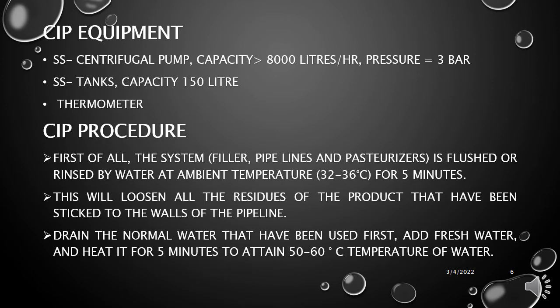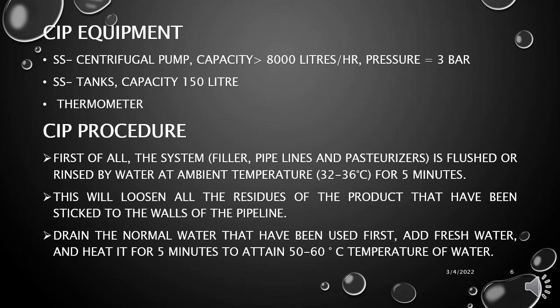So now we'll see the CIP equipment. In order to continue the CIP process, we need different equipment, like a stainless steel centrifugal pump having capacity greater than 8,000 liters per hour, and we will use a pressure of 3 bar. Then stainless steel tanks having capacity of 150 liters, and a thermometer used in order to check the temperature of water.